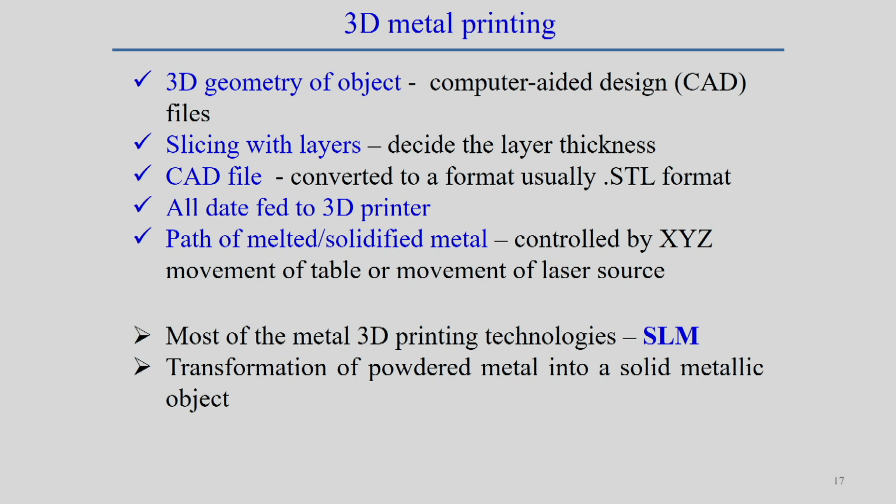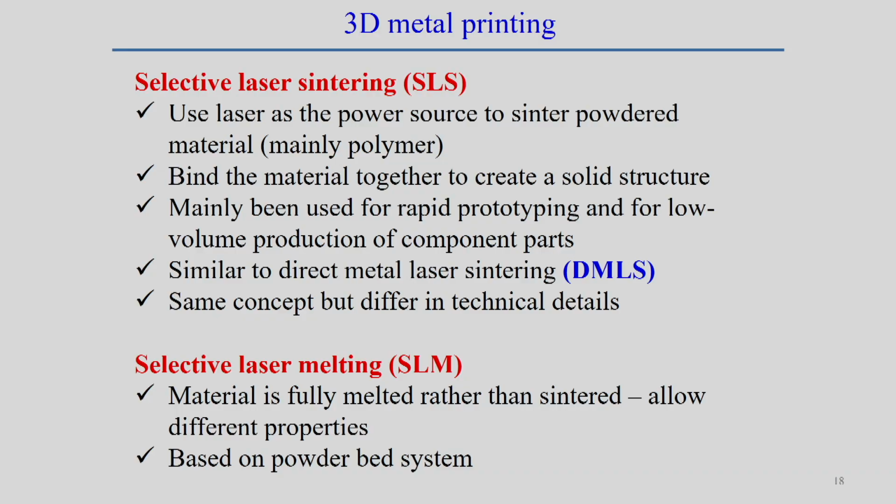Most of the 3D metal printing technologies have been developed using the selective laser melting process, which is basically a powder based system. Here the transformation of the powder metal into a solid metallic object is the basic objective of the additive manufacturing process. Now, we will look into the different 3D metal printing processes. First is selective laser sintering. The basic elements of selective laser sintering are the powder and a source to sinter the powder.